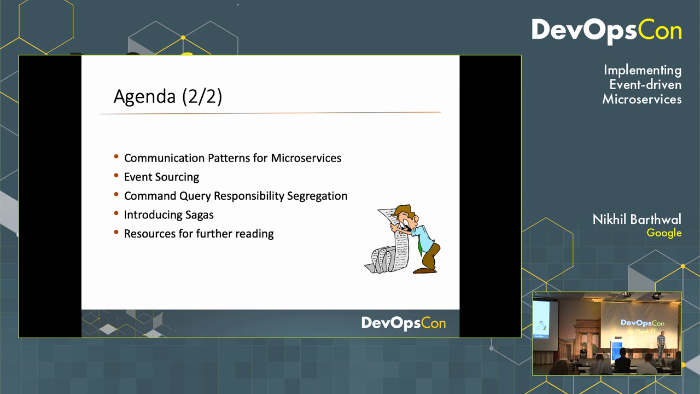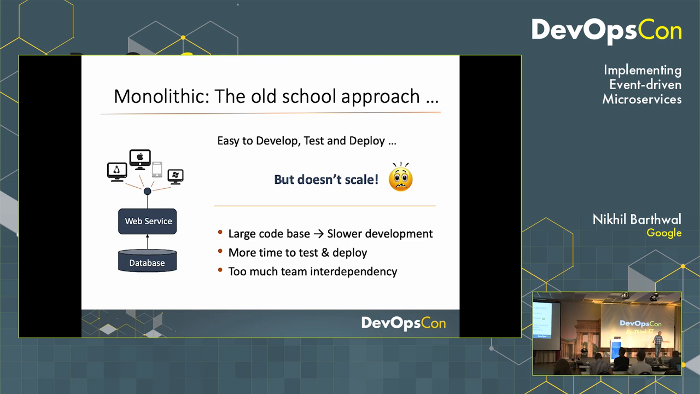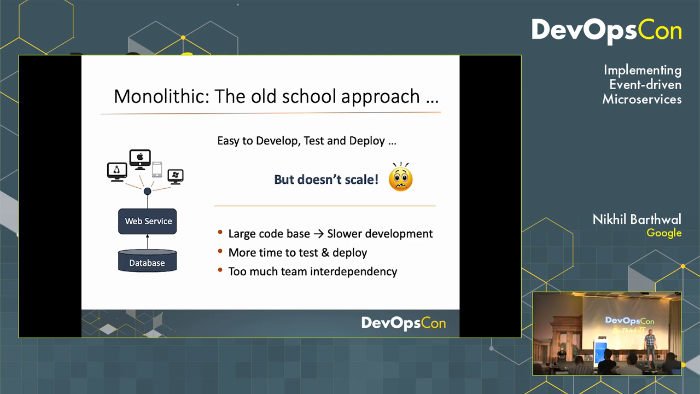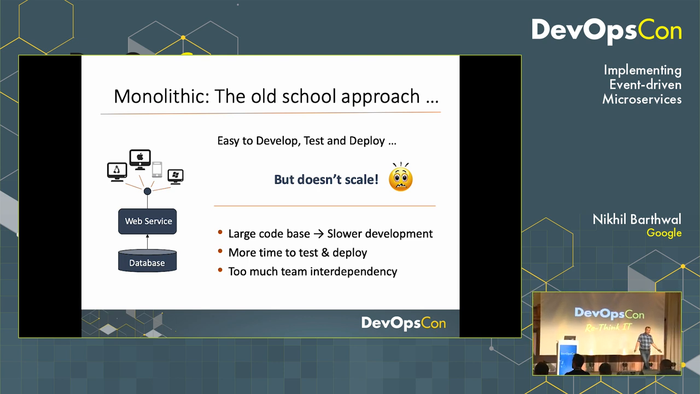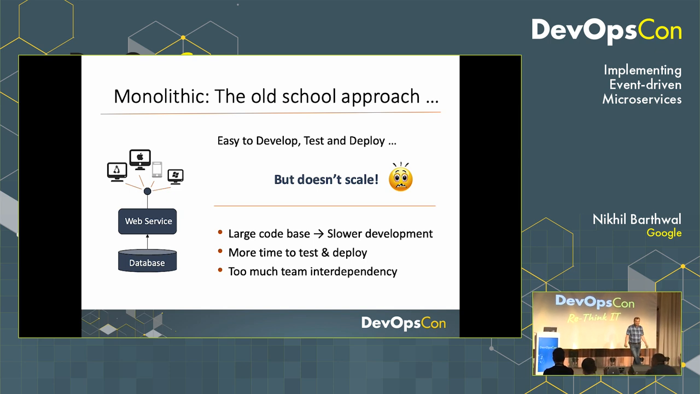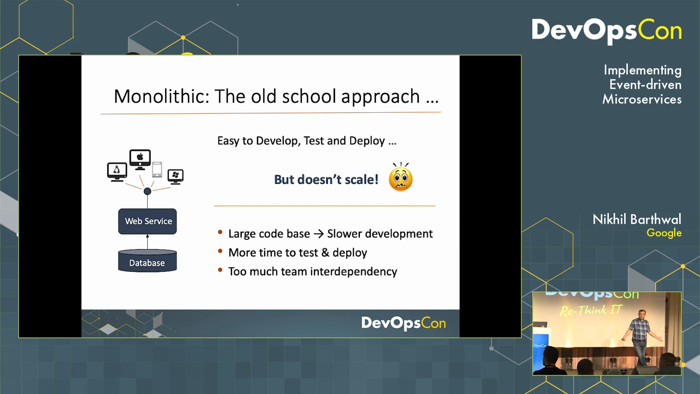So I'll start with the good old approach, right? Monolithic, the easy to test, easy to deploy, etc. This is how most of the systems start. And the problem with this approach is that it doesn't scale, right? It works in the beginning when the code base is small, but as the code base becomes bigger and bigger, it becomes what sometimes we call a big ball of mud. It's slower to develop, hard to test, hard to deploy because it's big.